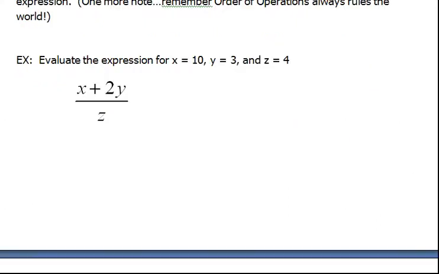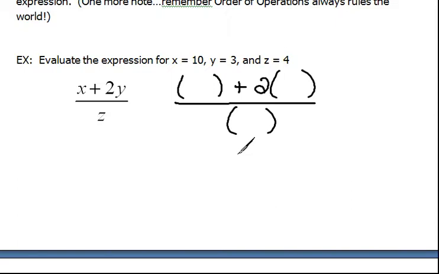So let's go ahead and evaluate this expression, which means we're going to replace the variables with the numbers, for x is 10, y is 3, and z is 4. Now, our expression says we're going to take whatever x is and then add 2 times whatever y is and divide by whatever z is. They've given us x is supposed to be 10, y is supposed to be 3, and z is supposed to be 4. So we can just simply replace those variables with those numbers and then simplify.